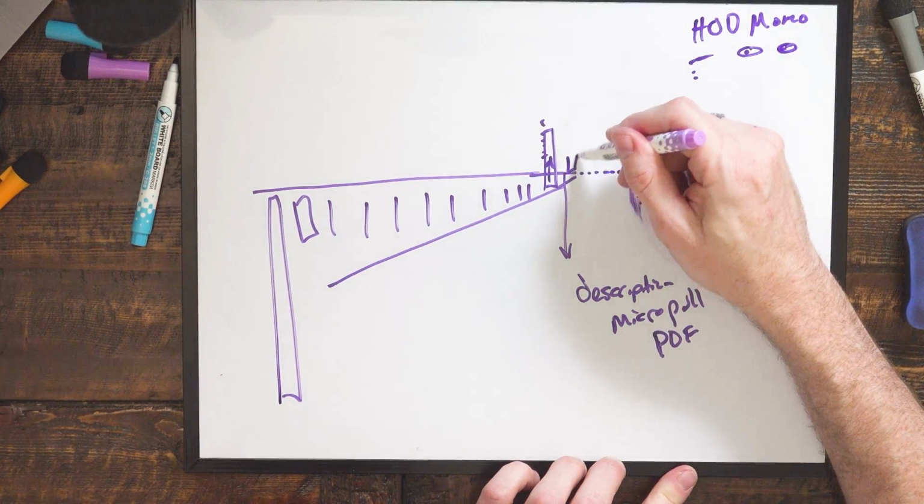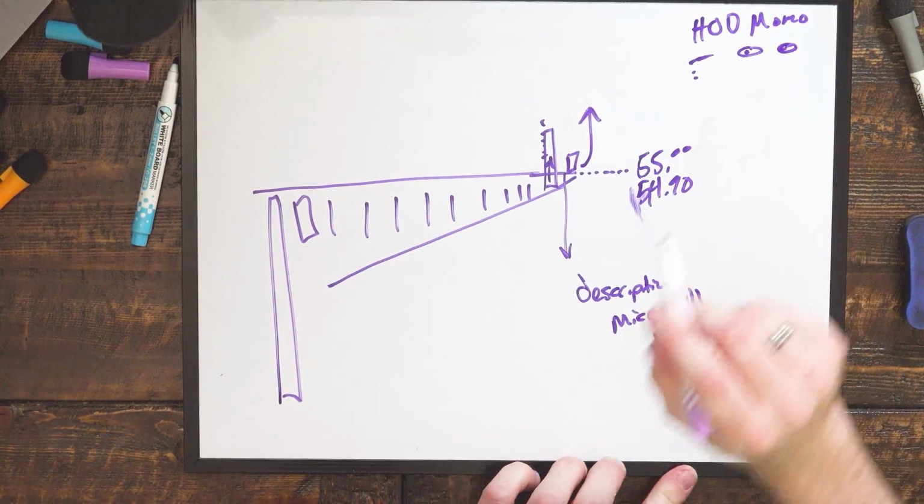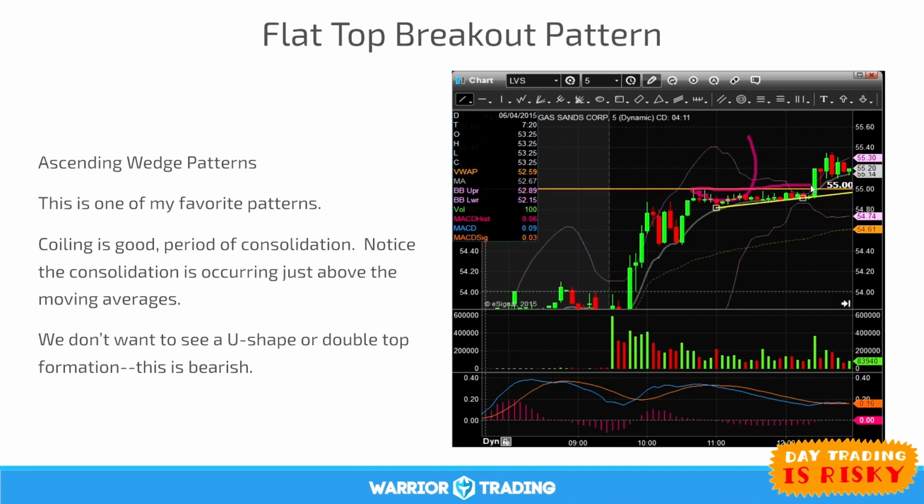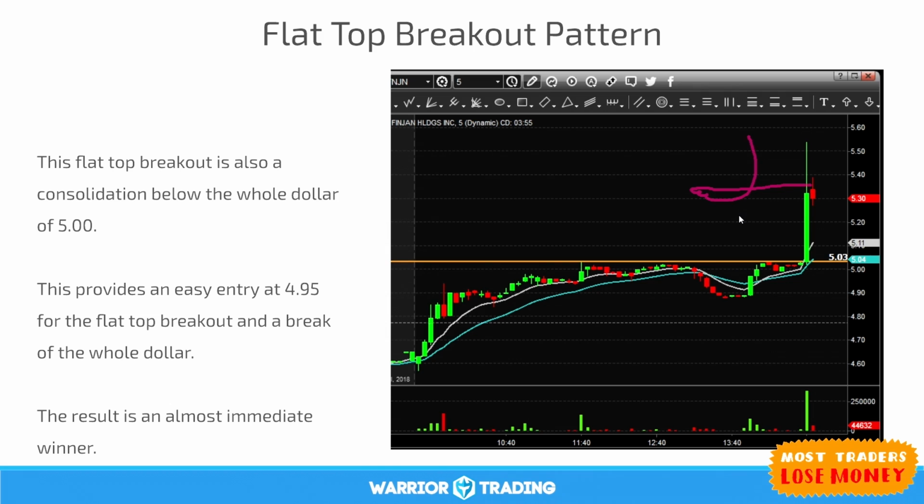And then that's my entry right there for the move back up. So that's really it right now at this point, the safer way to trade a flat top breakout. It was probably the safer way to trade it even at the time of that screenshot. So here is another one that's really interesting.